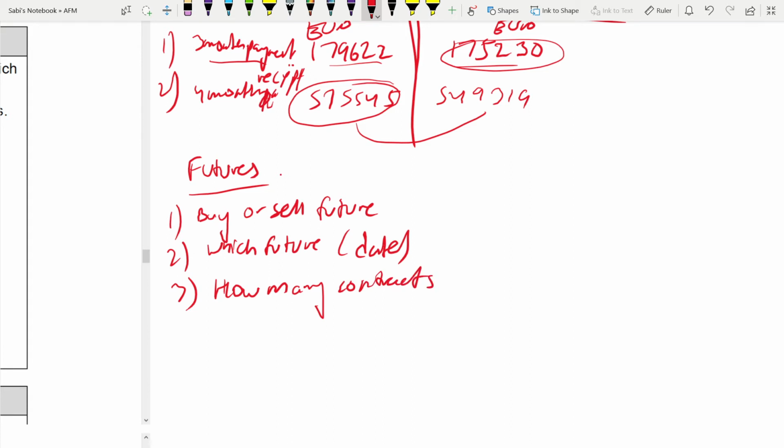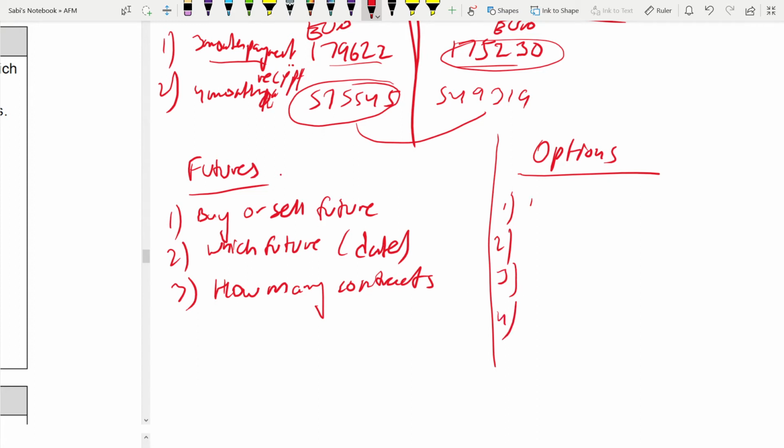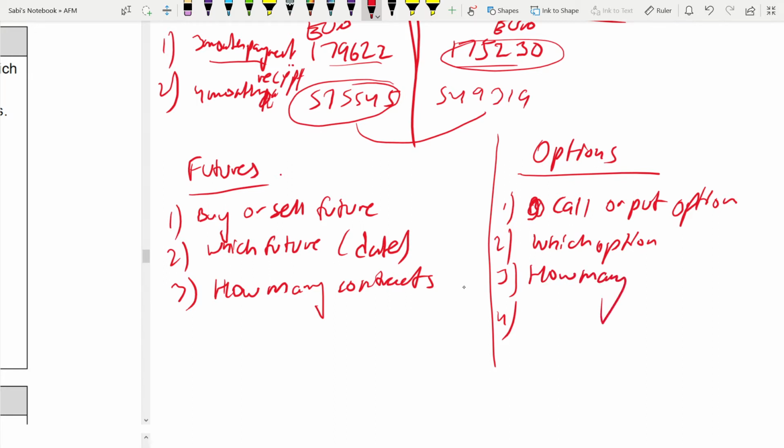Let me explain options also together to understand the similarity. If you go to options also, these 3 questions are there. An additional thing is there: call or put. You go for call or put option, right? Definitely call means buy and put means sell. And which option? They will give you the date, same like future. Here also you have to find out how many contracts. An additional thing is that here you need to find the premium in option, which is not there in future.